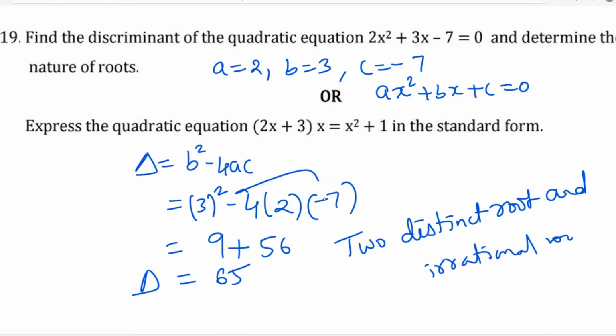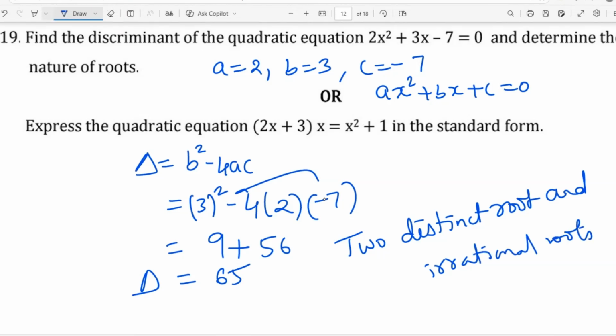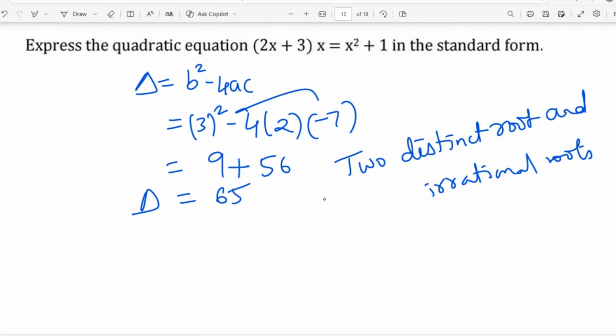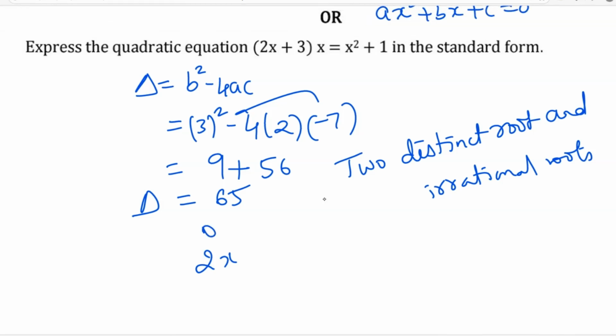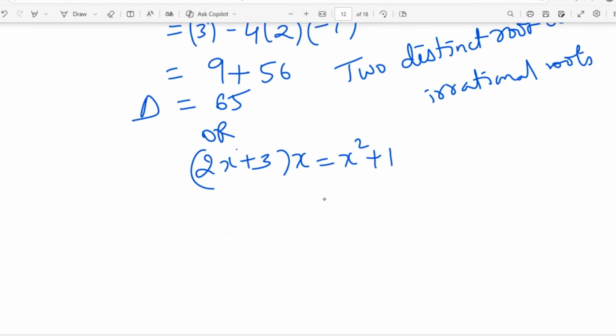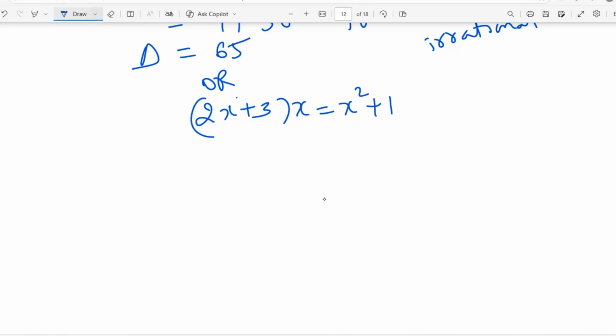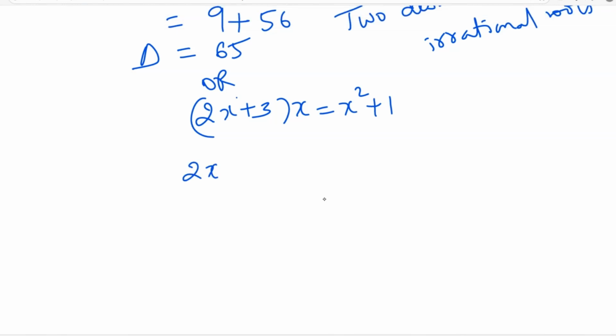Irrational roots. Then they have given the other one. They are asking you to find the standard form of the equation. So here, 2x plus 3 into x equals x square plus 1. Remove the bracket now. So we get 2 into x will be 2x square, plus 3 into x will be 3x, equals x square plus 1.